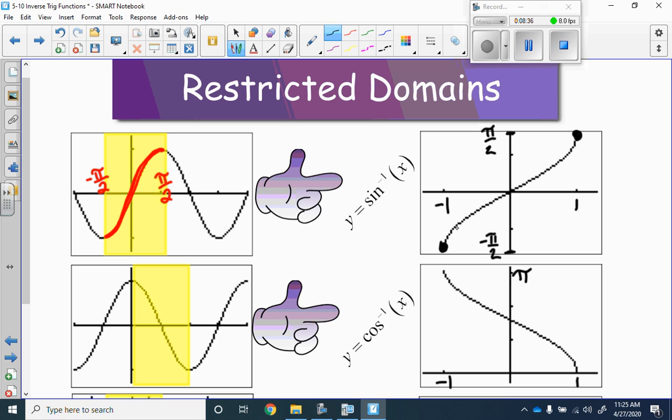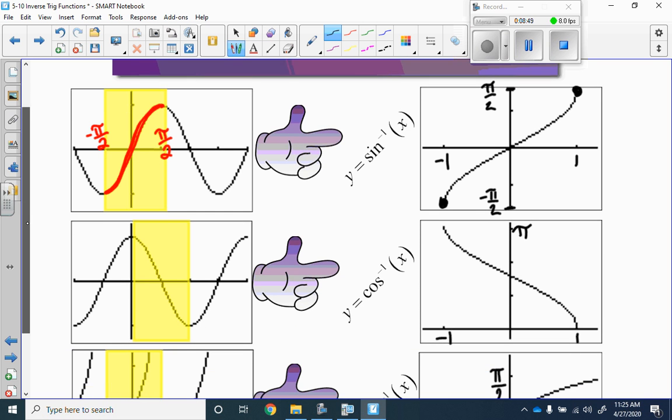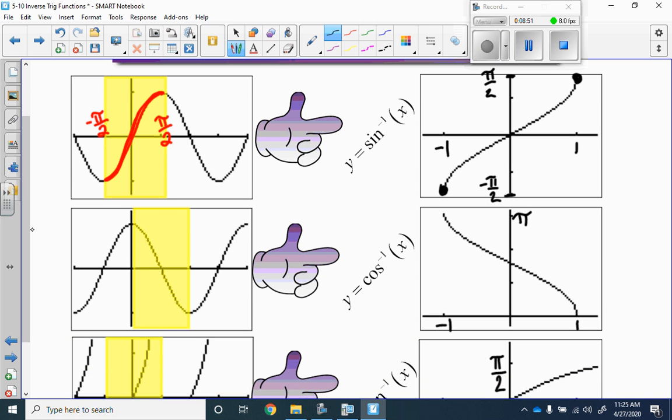When we do inverses, remember everything gets flipped. So now my domain goes from negative 1 to positive 1. My range goes from negative pi over 2 to positive pi over 2. Now, I'm not going to have us necessarily graphing these all out. You can graph them on your calculator if you wanted to. We're just going to take a peek at them right now.